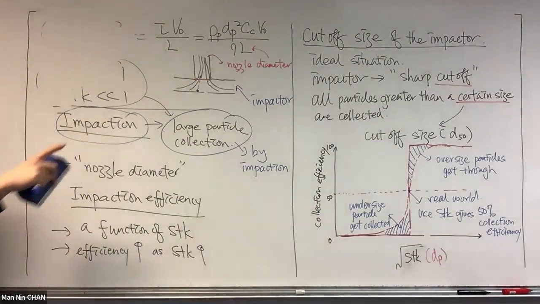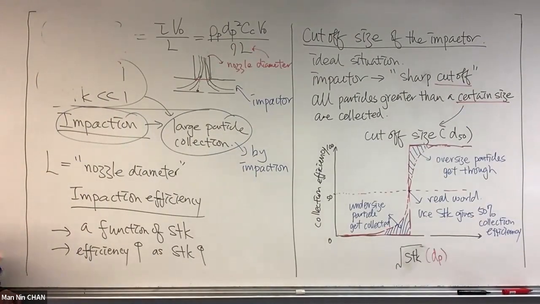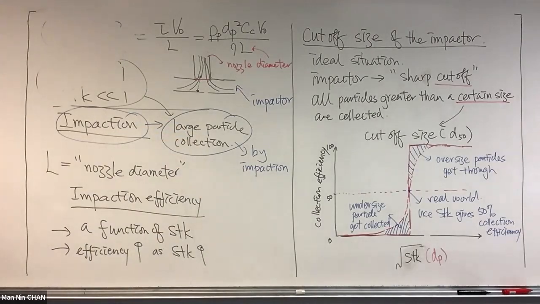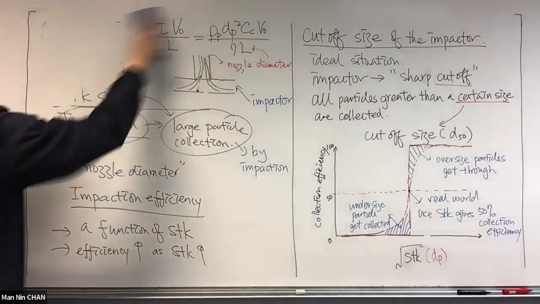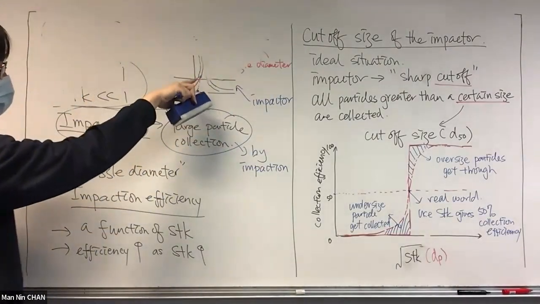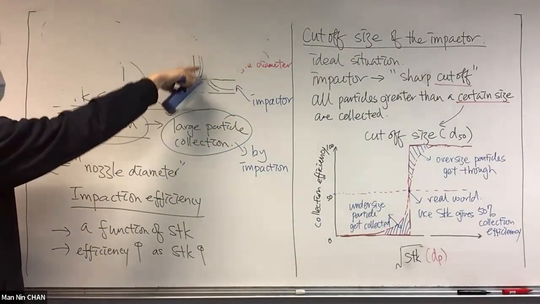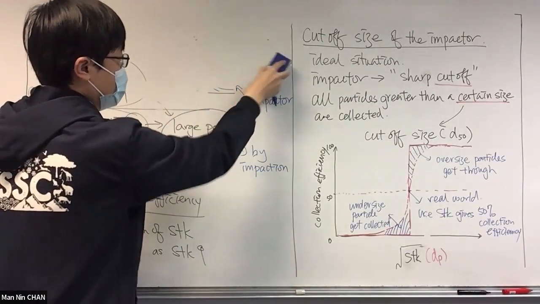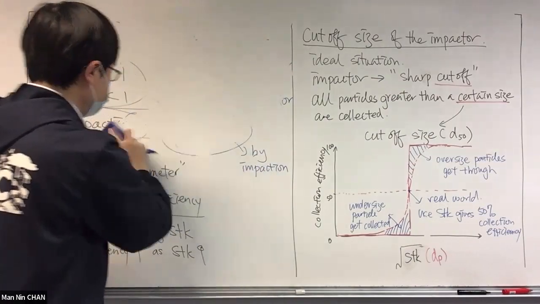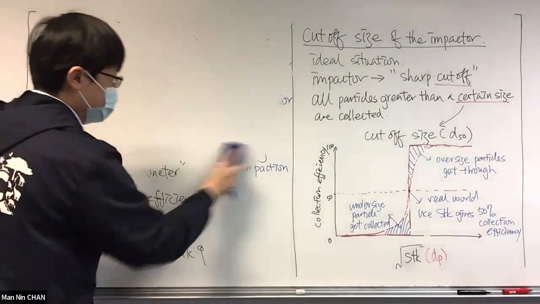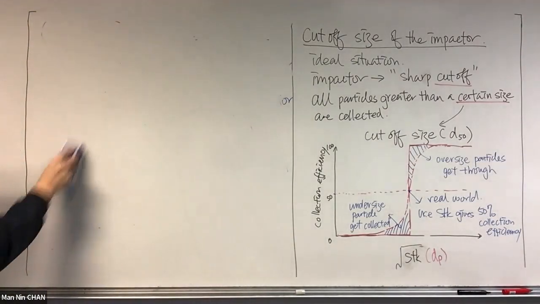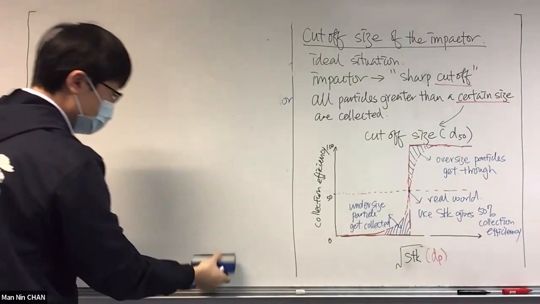So now, this is impaction, or inertial impaction. It's an excellent mechanism or method for collecting large particles. So how about if you want to collect small particles? Because small particles can always follow the streamline, it is very difficult to collect small particles by impaction. So that would be another approach to collect smaller particles.